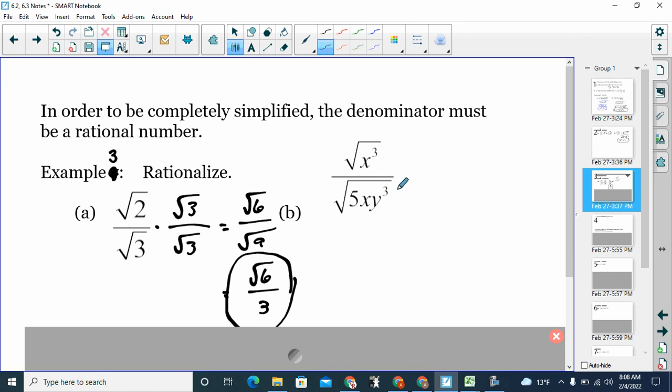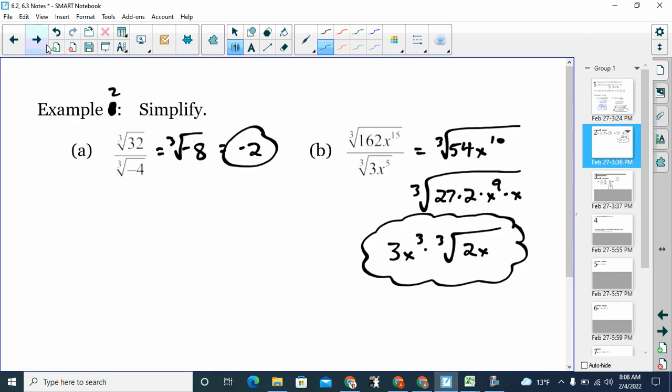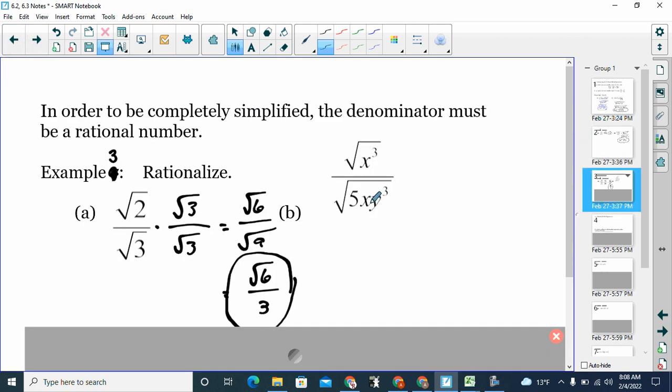Part B, I've got square root of x cubed divided by square root of 5xy cubed. First thing we're going to do, just like any other division ones, we're going to divide anything I can first. The whole thing doesn't divide, but x cubed divided by x does come out even. It's x squared. 5y cubed, I don't have anything to combine that with. I'm just going to leave it as 5y cubed.